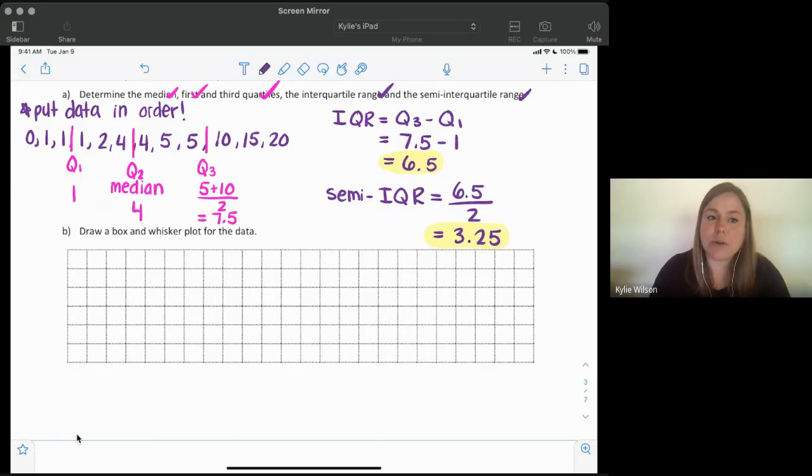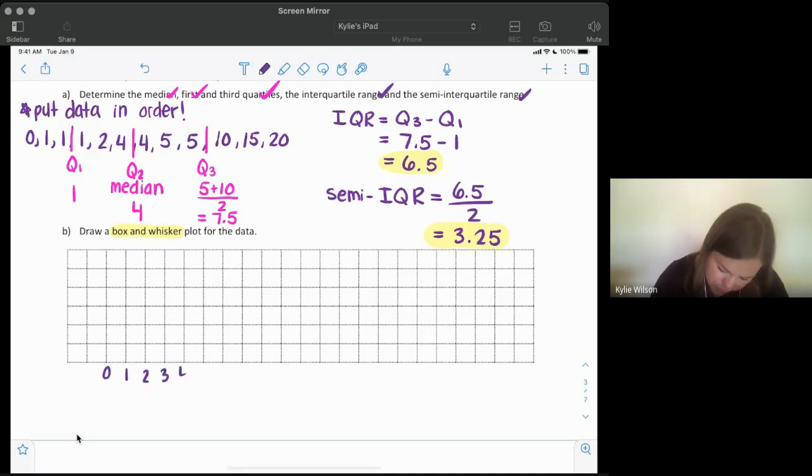Next, we're going to draw the box and whisker plot. Just our standard box and whisker plot. No need to worry about outliers just yet. Just our normal box and whisker plot. When I draw a box and whisker plot, the first thing I want to do is work on my scale. All of my data points go from 0 to 20, so I want to ensure that all of those are included in the scale. I'm just going to write my scale like this. If you wrote it slightly different, that's totally okay.